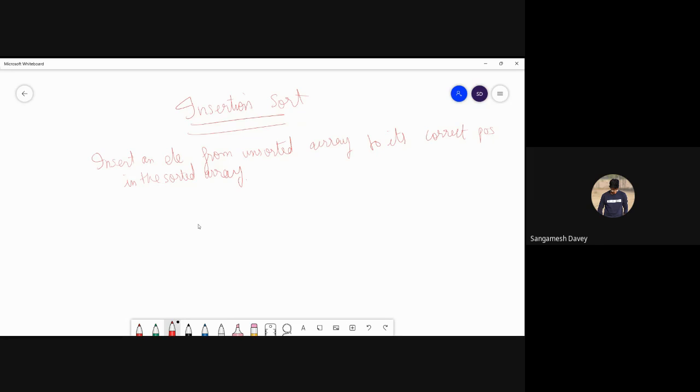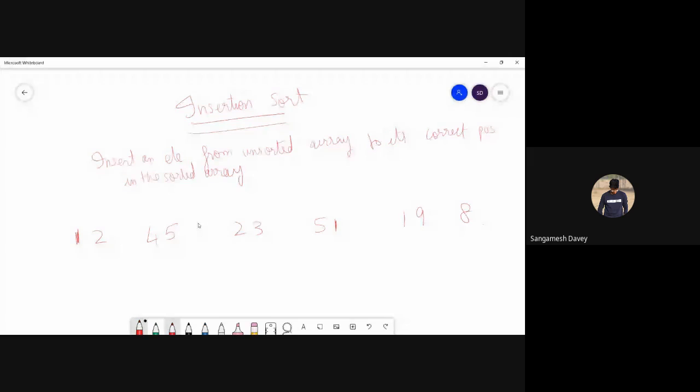So let me take an example: 12, 45, 23, 51, 19, and then 8. First, we assume that the first element is already sorted. You'll start the comparison from here, so this will be your pointer. Now you will compare this particular element with everyone in the sorted array. As Sundar rightly pointed out, this will be the sorted array, and this entire thing will be the unsorted array.